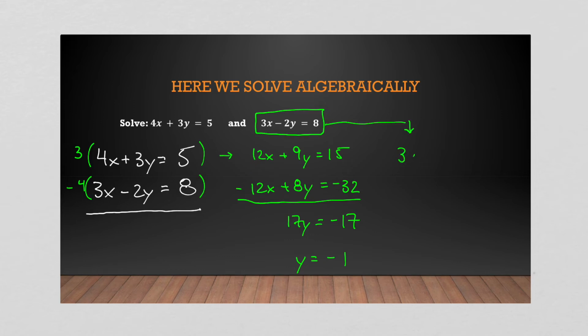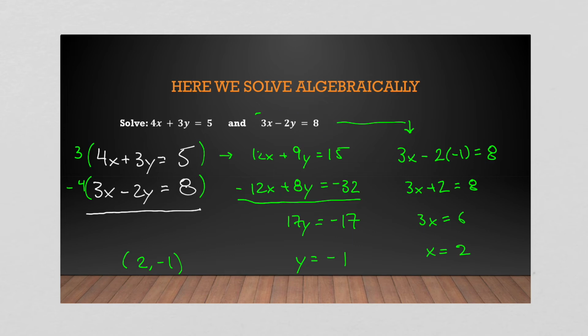So 3 times x minus 2 times negative 1 should be 8. 3 times x plus 2 should be 8. 3x equals 6. I've subtracted 2 from both sides, and then divide both sides by 3. x is 2. So you get the point 2 comma negative 1. So again, due diligence. Let's check and see if we are correct. That's the beauty with this stuff. You can check your own answers so you'll know if you're right or not.